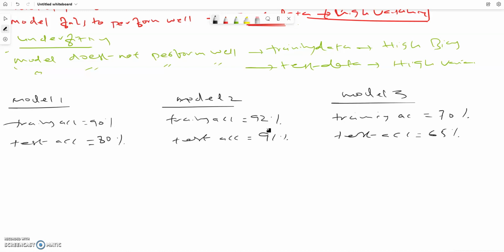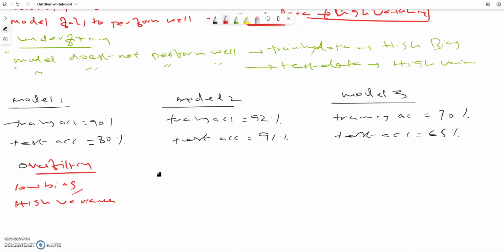Now, by observing these values, what can we say here? We can say model 1 is having an overfitting problem, right? Overfitting means here the model is having low bias and high variance. And model 2, I wanted to discuss later. Let's go to model 3.